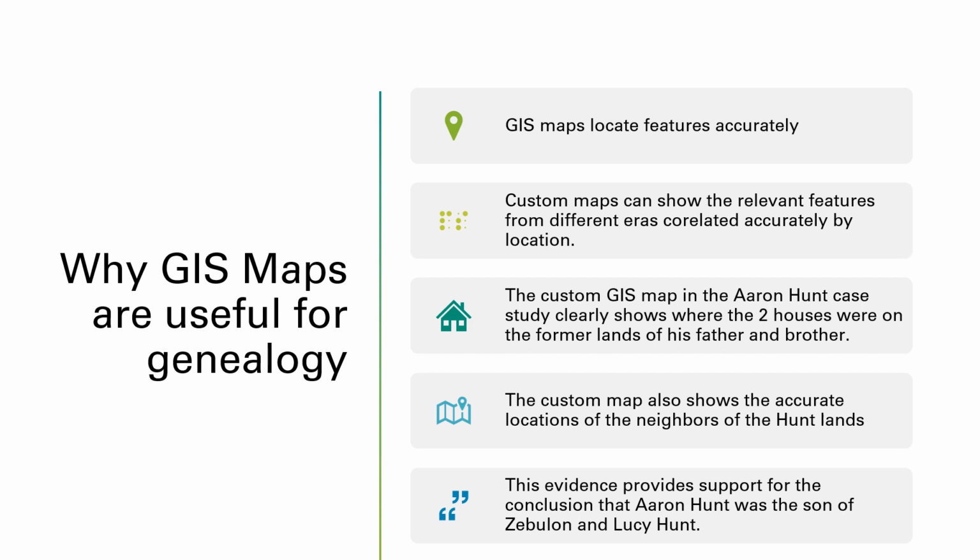The custom map shows the neighbors as well, and we can get a pretty good idea of how those neighbors laid out in reference to the Hunt lands. So this evidence provides support for the conclusion that Aaron Hunt was the son of Zebulon and Lucy Hunt.